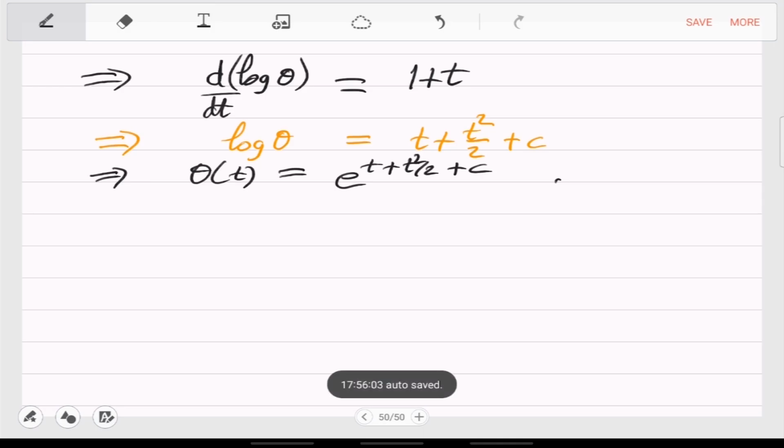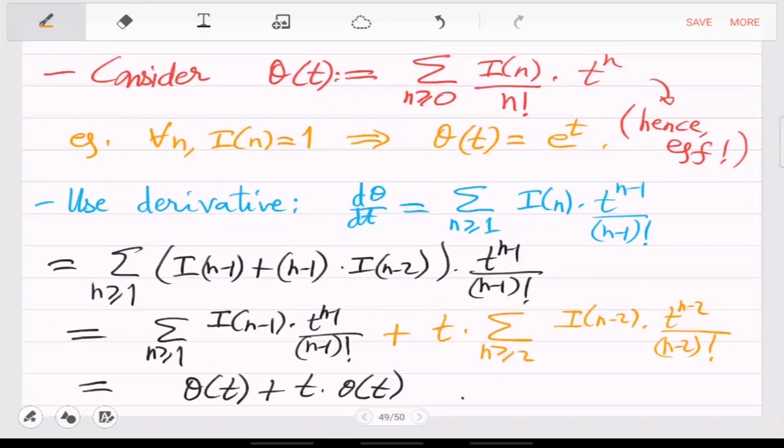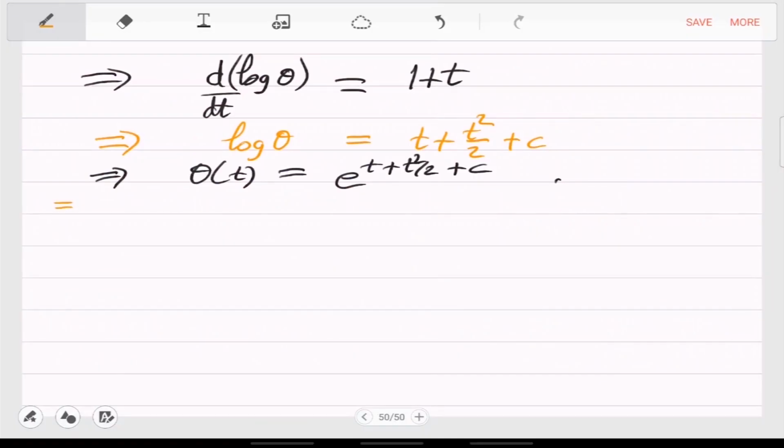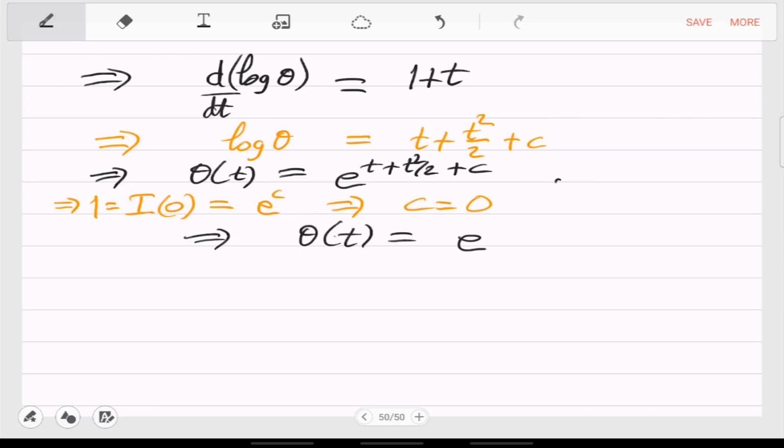Is that clear? And how do you find c? Yeah, initial conditions. So let us just set t to be 0. What will happen? T0 will be I0. So I0 has to be equal to e to the c. What was I0? That was 1. So you get c equal to 0. Right? So then theta t is perfect. It's e to the t plus t square by 2.